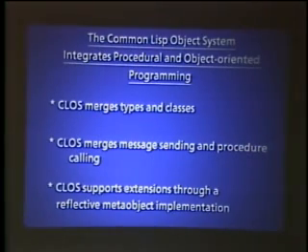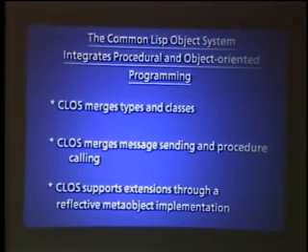So what we've seen is an integration of procedural and object-oriented programming. This was the aim of the Common Lisp Object System: to make a very tight integration of these two styles of programming. What we've done is merge the notion of types and the notion of classes, which were separate in most versions of object-oriented programming in Lisp, and made these two things, which seem very close, be the same thing.